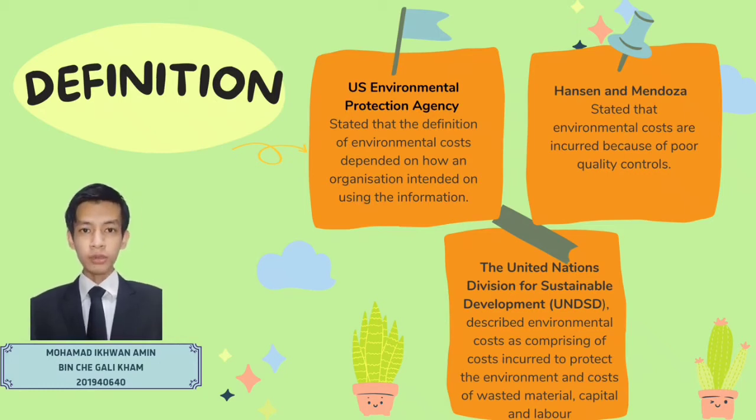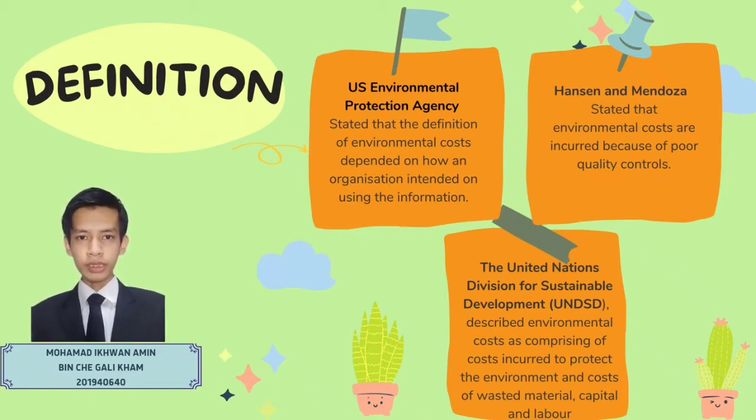Next, Hansen and Mendoza state that environmental costs are incurred because of poor quality control. Therefore, they advocate the use of a periodical environmental cost report that is produced in the format of a cost of quality report, with each category of cost being expressed as a percentage of sales revenue or operating costs. The cost categories are environmental prevention costs, environmental detection costs, environmental internal failure costs, and environmental external failure costs.